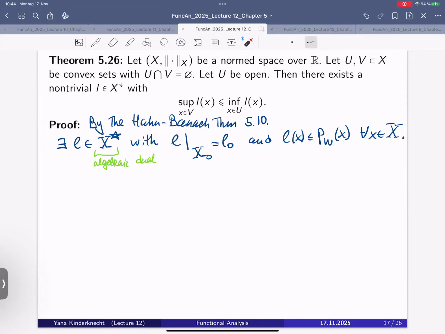So we have the version of the Hahn-Banach theorem, the original version, where we have only vector structure, no norm, nothing, no topology, so no continuity, just linear functionals.